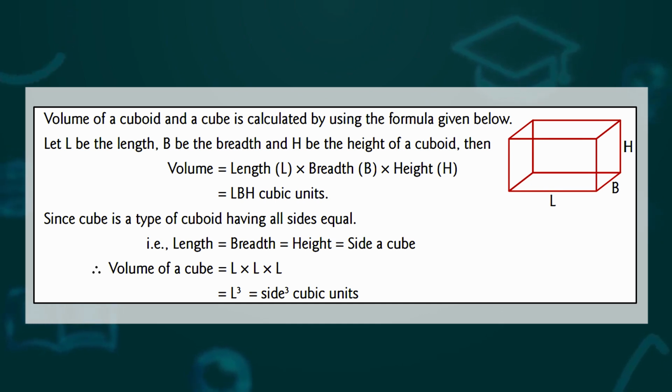Let L be the length, B be the breadth and H be the height of a cuboid. Then volume is equal to length L into breadth B into height H, which is equal to LBH cubic units. Since a cube is a type of cuboid having all sides equal, that is, length equals breadth equals height equals side of the cube, therefore volume of a cube is equal to L into L into L, which makes it L cube, that is, side cube cubic units.